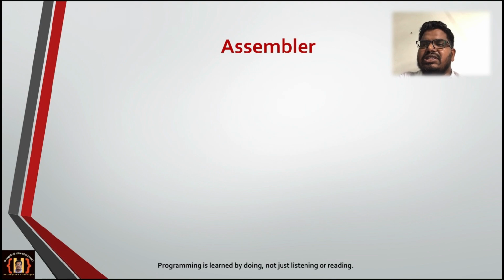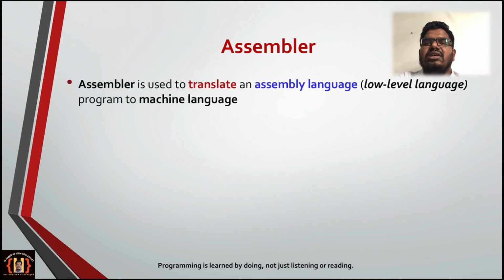The next step is the assembler. So the assembler is special to assembly language. This assembler is used to translate assembly language. Basically, it is a low-level language. It is not used to translate the high-level language. The assembler is used to translate the low-level language to machine language. What does it mean? Let us see an example here.